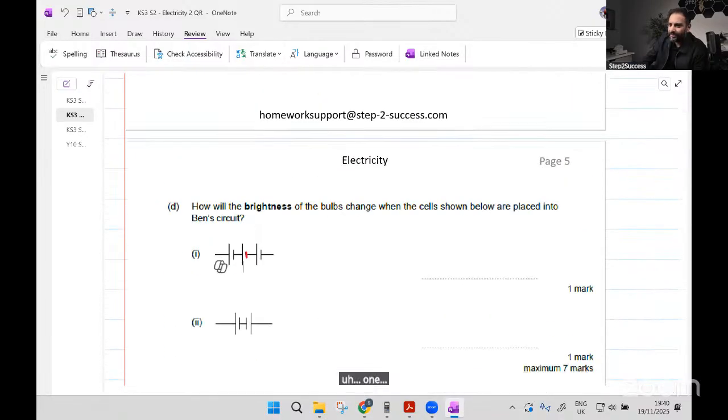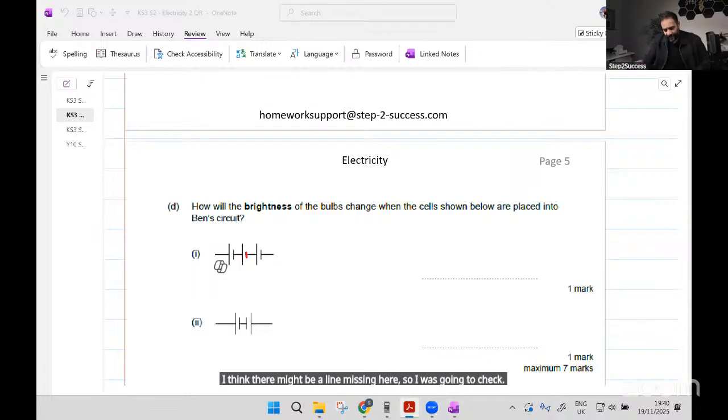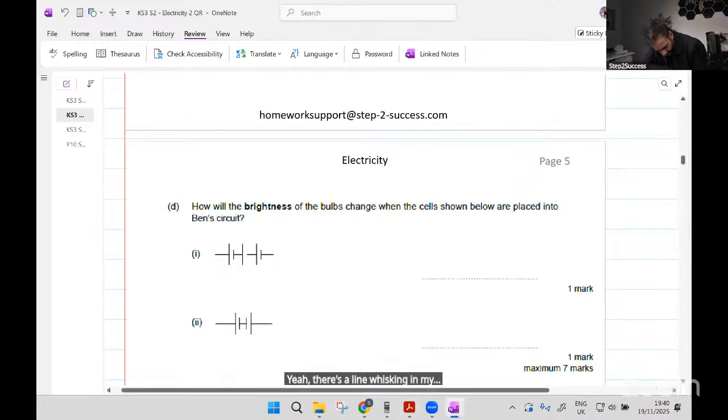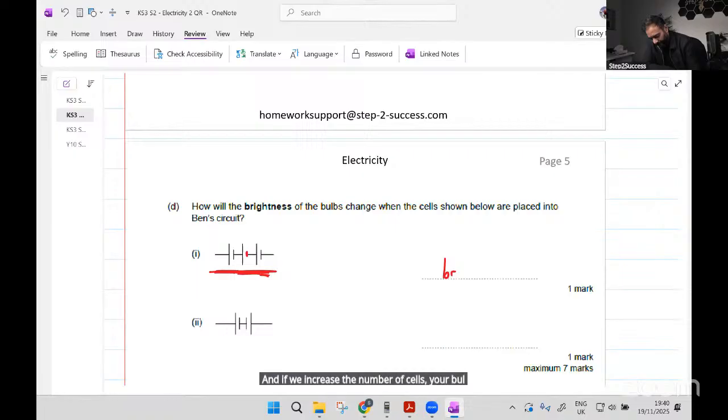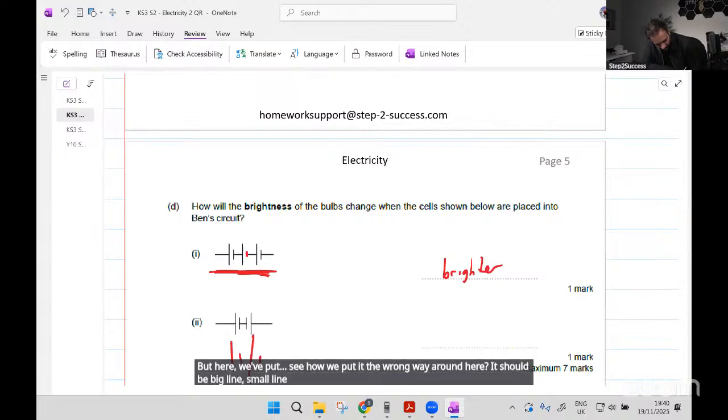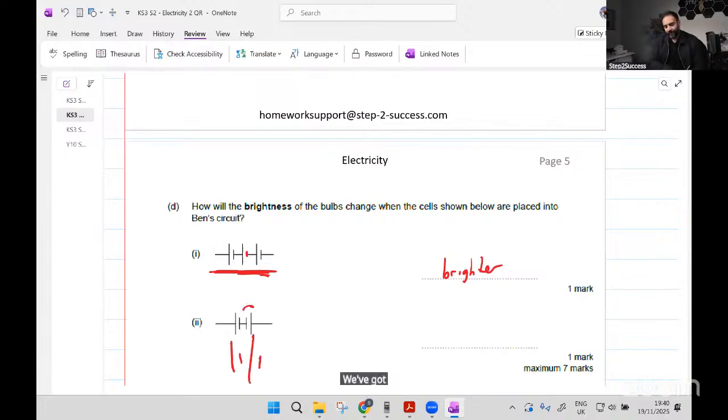1D. I think there might be a line missing here, so I'm just going to check. Yeah, there's a line missing in my printing. There should be a line there. And then basically what we've done is increase the number of cells. And if you increase the number of cells, your bulbs get brighter. But here, see how we put it the wrong way around? It should be big line, small line, big line, small line. We've got one the wrong way around, and therefore it won't work at all, so they'll just be off.